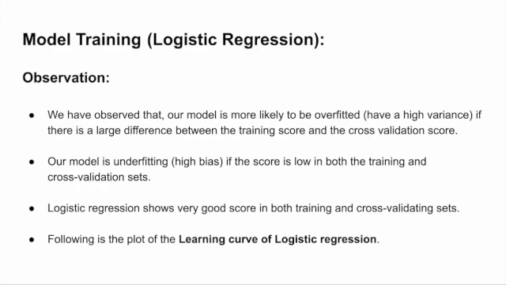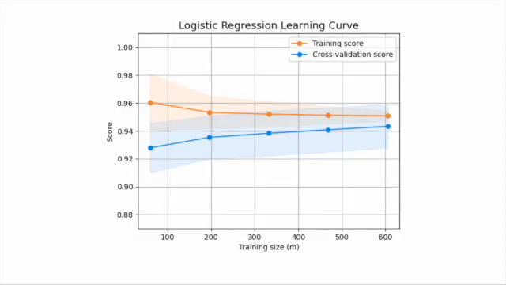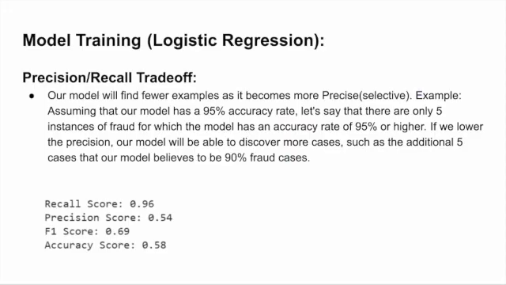The logistic regression shows a very good score in both the training and cross validation sets, and now we are going to look at the curve of the logistic regression. So here is the learning curve of the logistic regression. It says that if the training size gets higher, the accuracy gets lower, but it's still greater than 0.94 for the training score, which is very good.